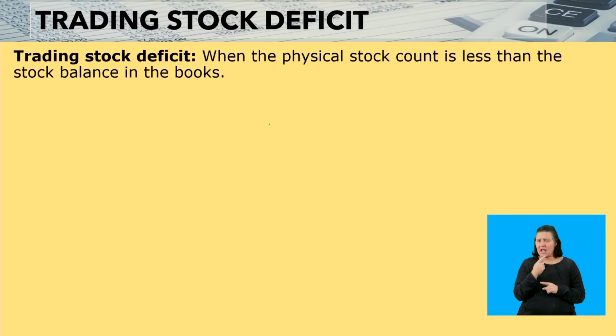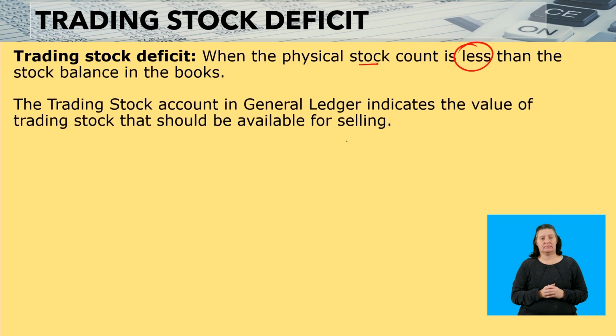Before we went for the ad break, we started off with trading stock surplus and we did some calculations. Now we're going to look at trading stock deficit. Let us look at it. We have already defined trading stock deficit: this is when the physical stock count is less than the stock balance that is in the books.